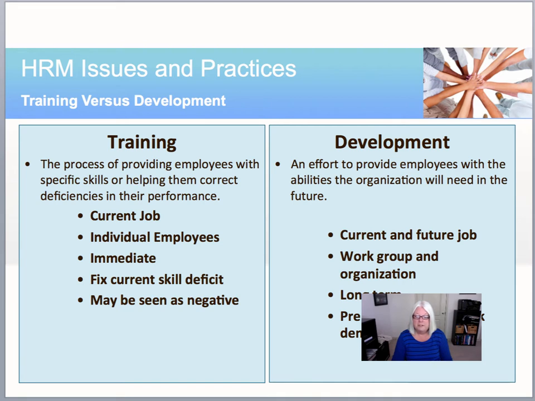So an important distinction I wanted to make between training and development. Training is the process where we're providing employees with specific skills or helping them correct deficiencies in performance. Okay, and that has to do with their current job. And it has to do with fixing some sort of a skill deficit. And some employees may see this as negative, but really it's a way to help them so that they can effectively perform their job. Versus development is where we provide employees with abilities we need in the future. Okay, so it looks at the future, looks at the long term. It prepares employees for future work and demands.